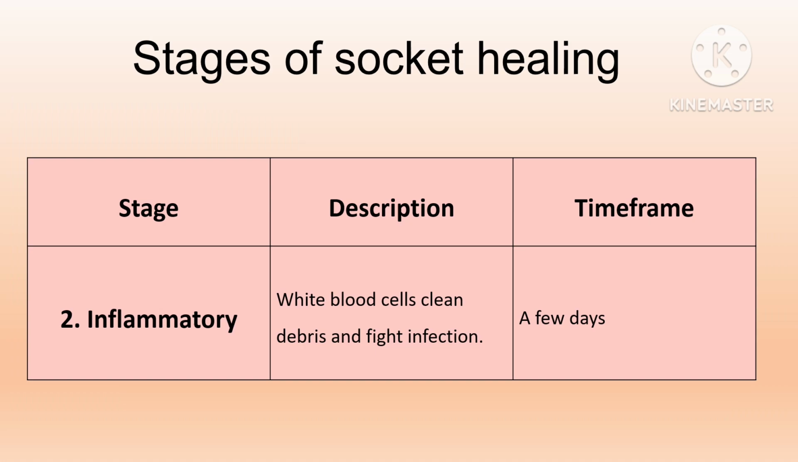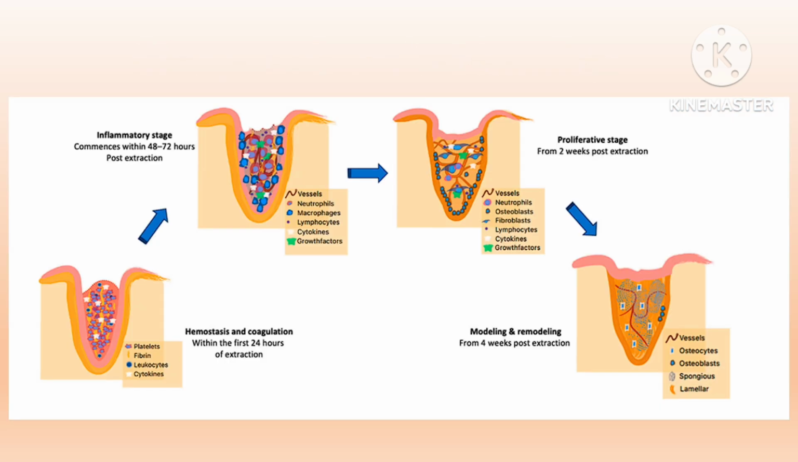The stage after hemostasis and coagulation is the inflammatory stage. Once the bleeding is stopped, the inflammatory stage begins. This phase is characterized by an immune response where the white blood cells rush to the site to clear out any debris and fight potential infections. This stage typically lasts a few days and sets the stage for tissue repair.